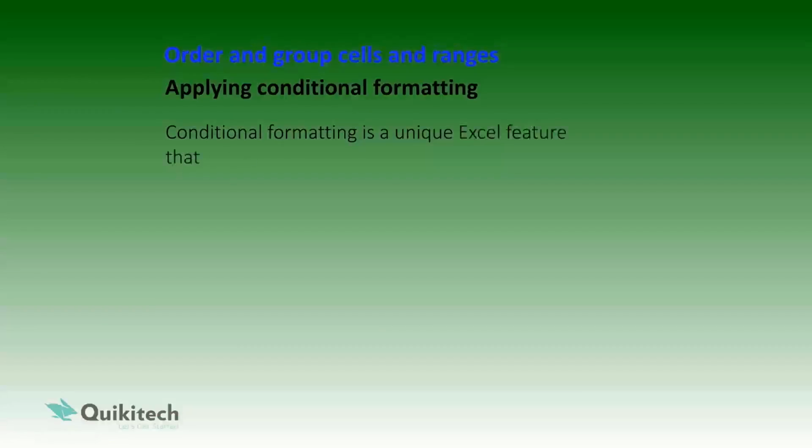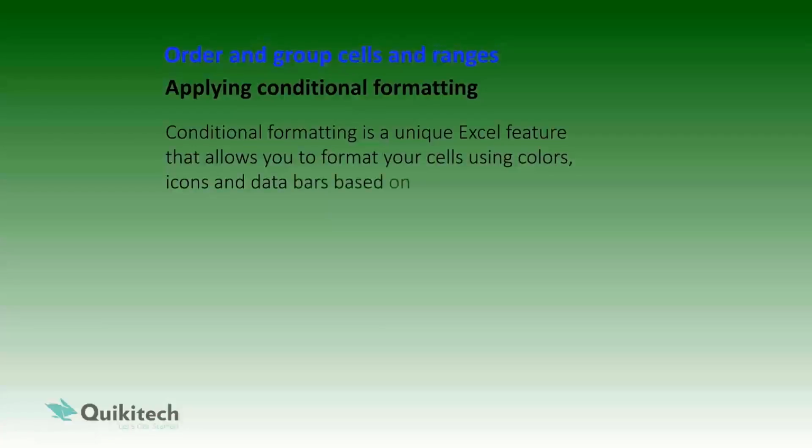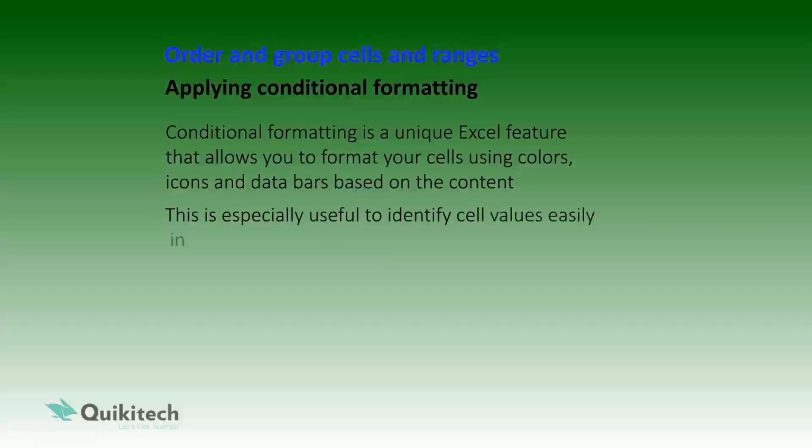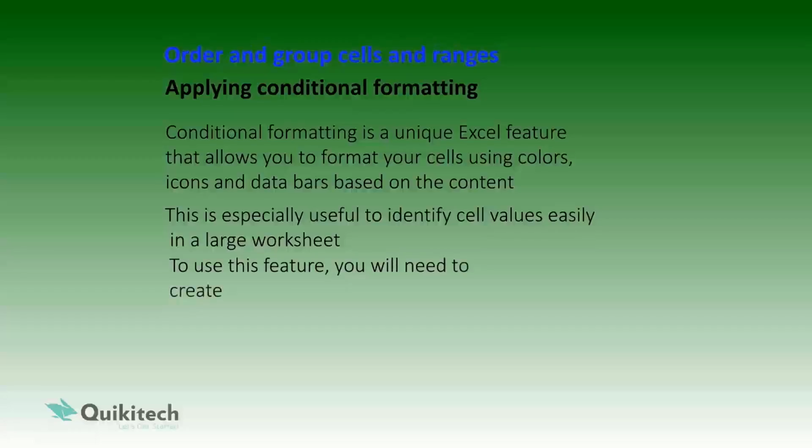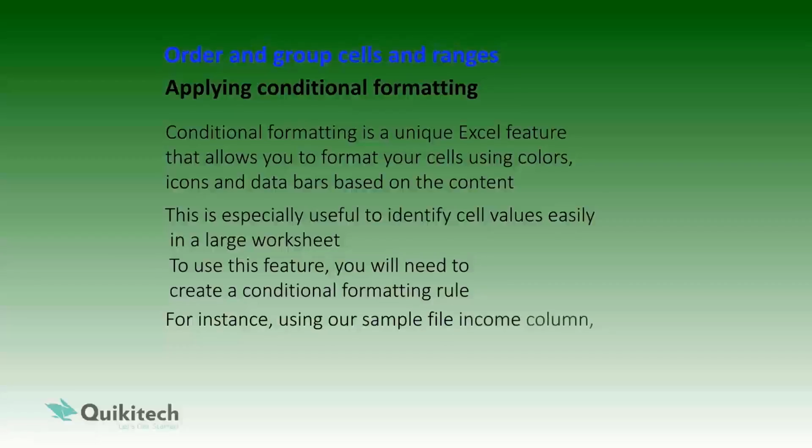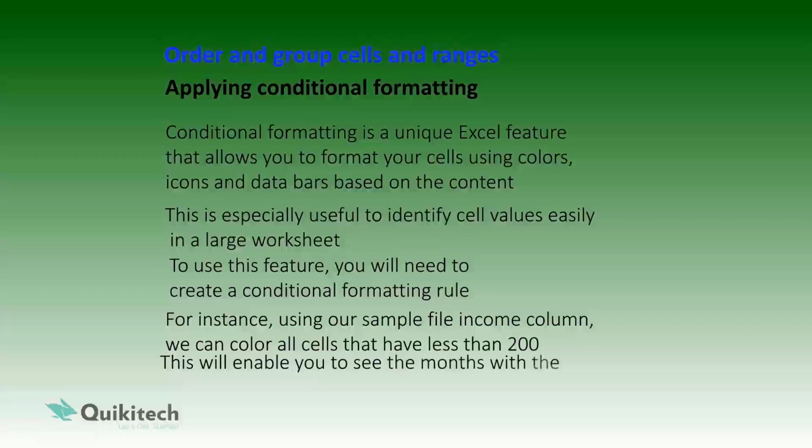Order and group cells in ranges. Applying conditional formatting. Conditional formatting is a unique Excel feature that allows you to format your cells using colors, icons, and data bars based on the content. This is especially useful to identify cell values easily in a large worksheet. To use this feature, you will need to create a conditional formatting rule. For instance, using our sample file income column, we can apply a color to all cells that have a value of less than 200. This will enable you to see the months with the lowest income at a glance.